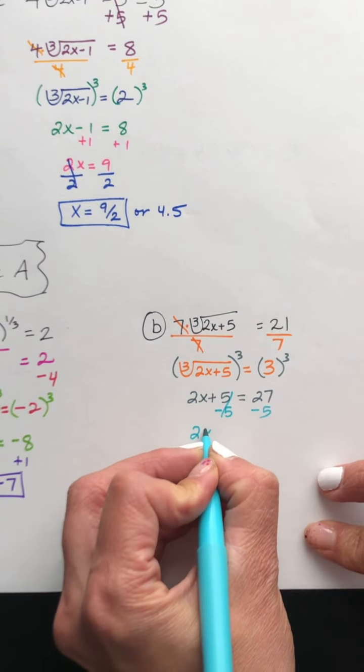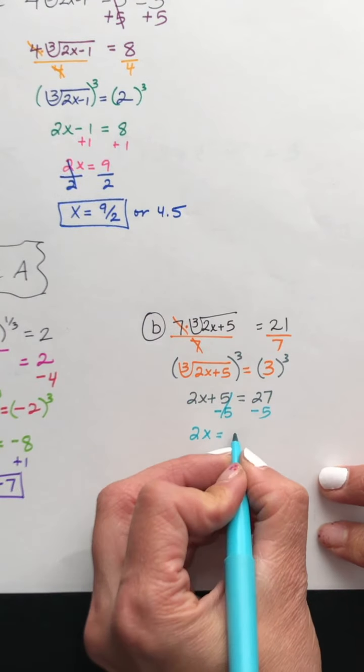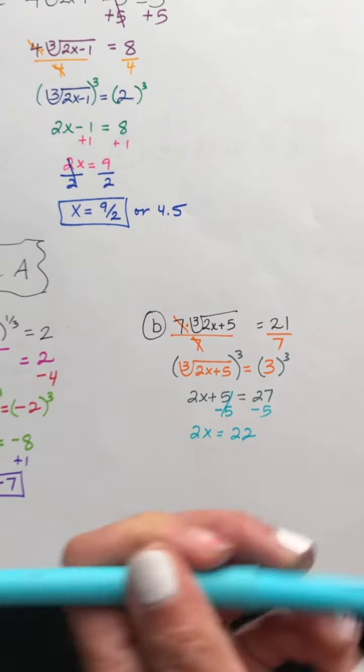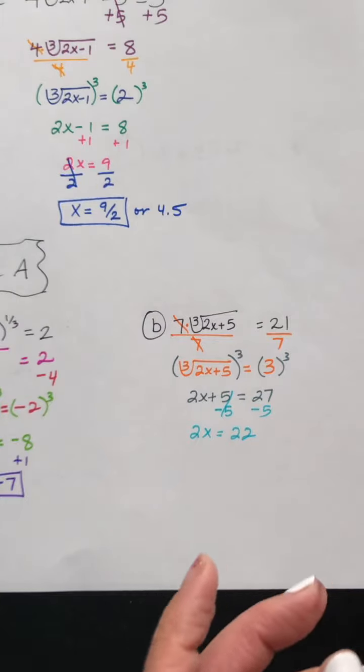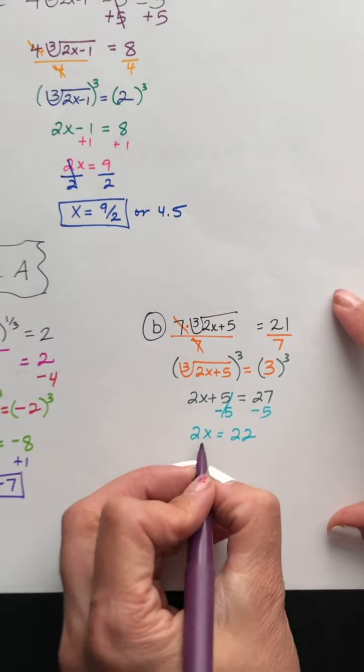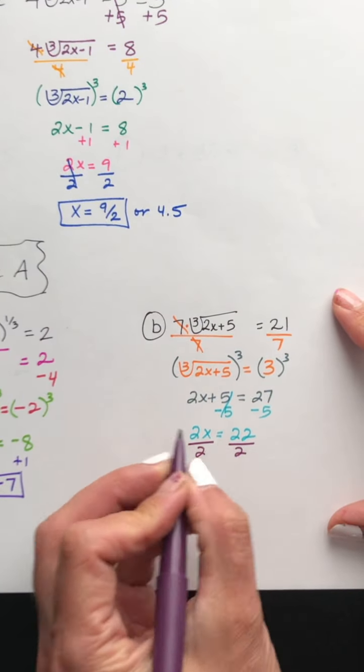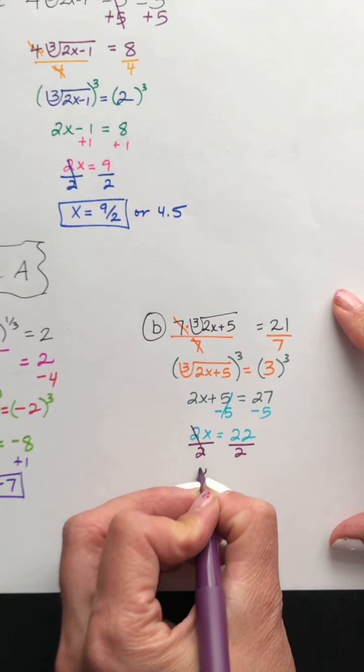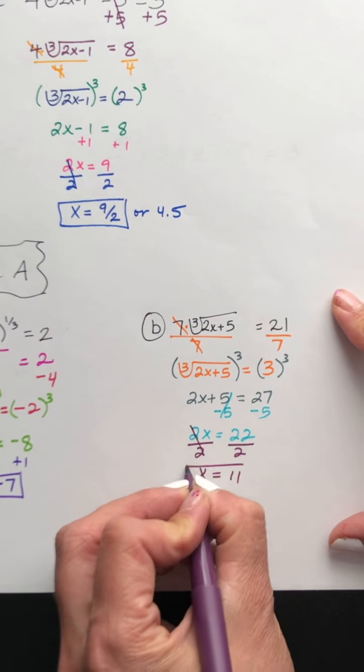We'll get 2x equals 27 minus 5 is 22. We have to get rid of that 2 that's in front of the x, so we have to divide both sides by 2. And x is going to equal 11.